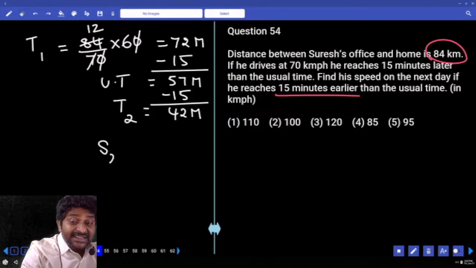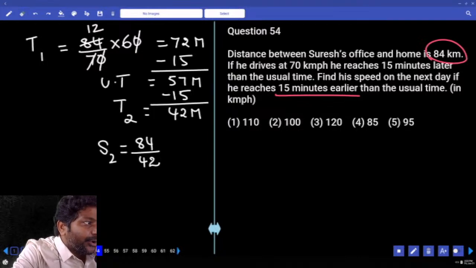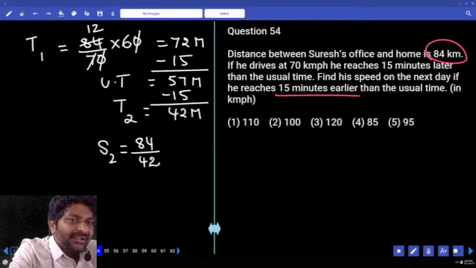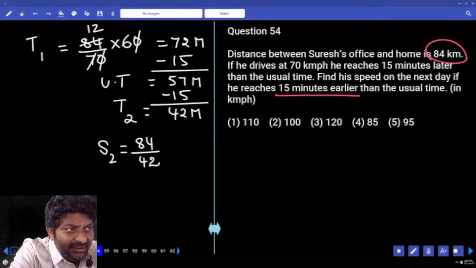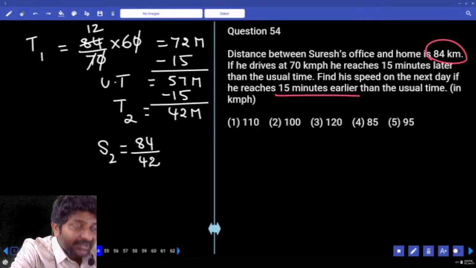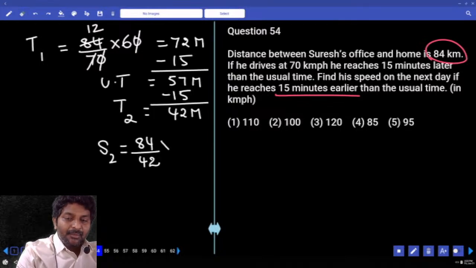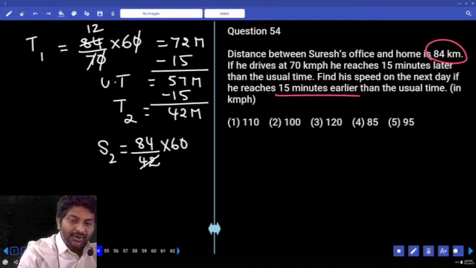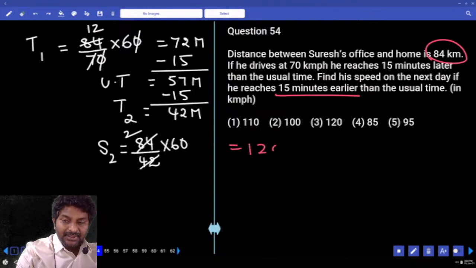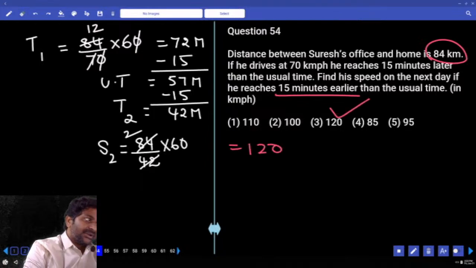Then speed in the second case is equal to distance by time. 84 in the numerator, it was distance, right? Distance was measured in kilometers, then time should be in hours. But 42 was in minutes, so it should be converted to hours by dividing by 60, right? In the denominator it comes to 42 by 60. The speed is 120 kilometers per hour. Third option is the answer.